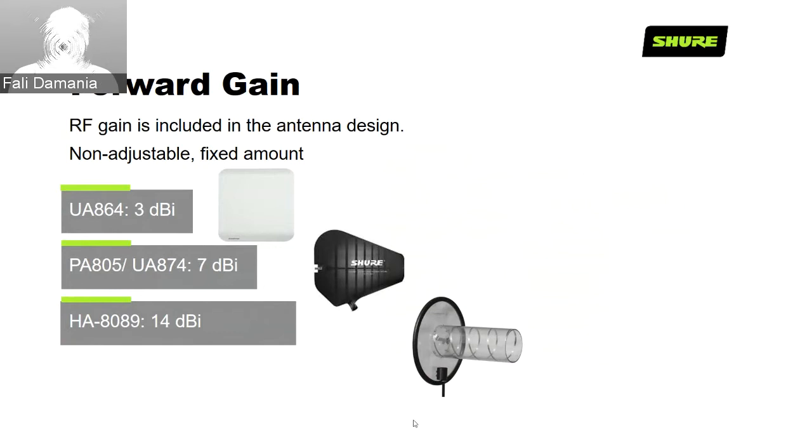If you stand in front of the antenna, for example, for the PA805, you get about 7 odd dB gain standing in the front. And for a helical, the 8089, you get about 14 odd dB if you stand in the front. This is great because if you have a TV station or unwanted RF behind the antenna, then your antenna is now not sensitive to what's happening behind you. It's only sensitive to what's happening in front of the antenna.